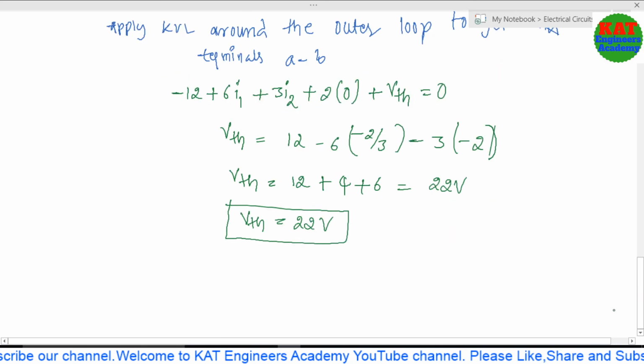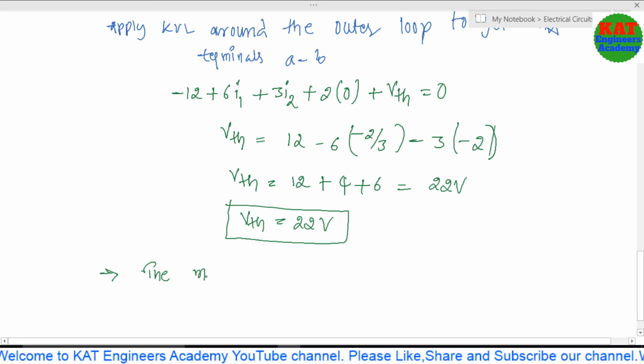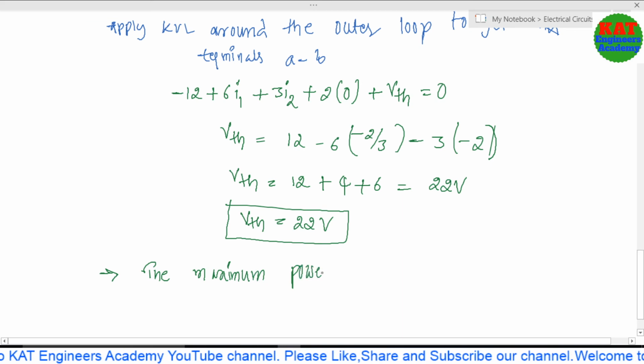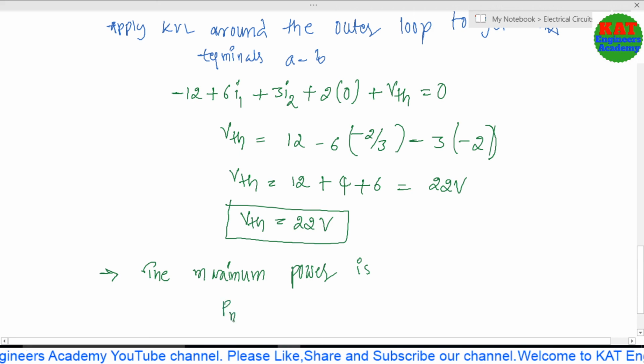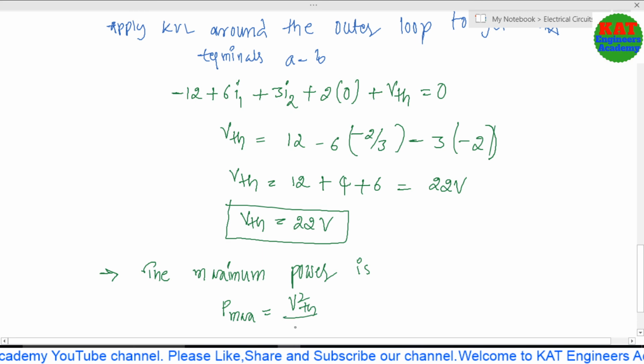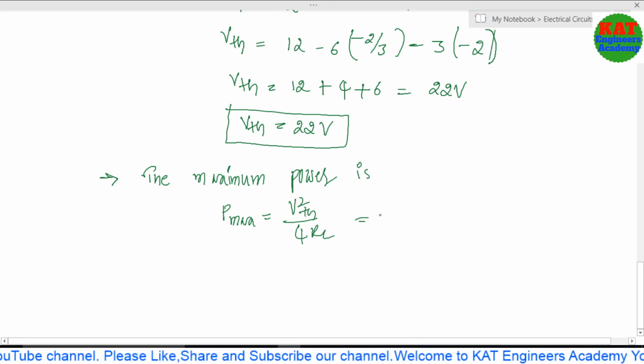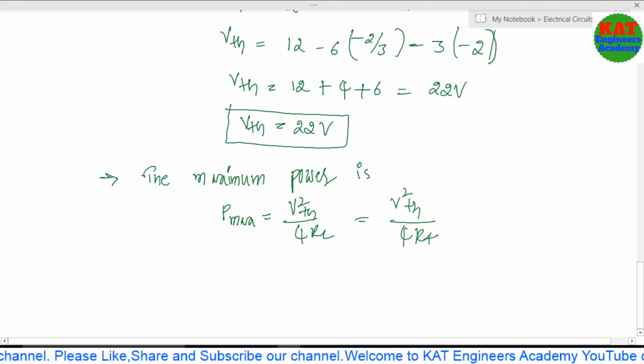So finally friends, VTH is over, and RTH and RL are also over. So the final question is we need to determine the maximum power. The maximum power is P max equal to V square TH by 4 RL, or V square TH by 4 RTH. No problem, because RTH equal to RL.